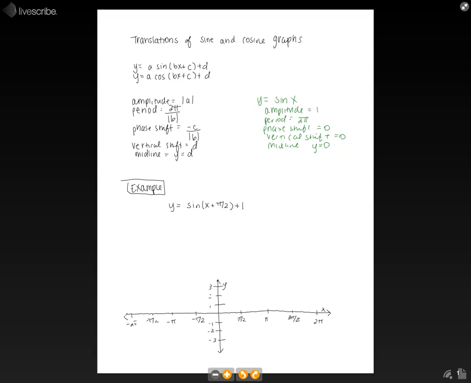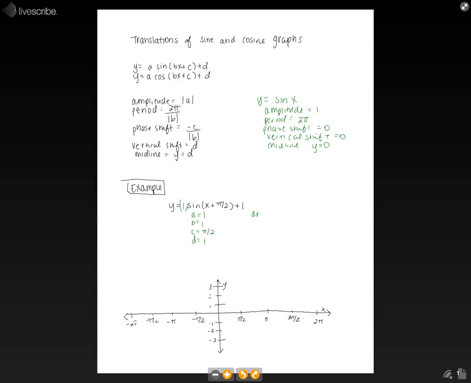So let's do an example that has a transformation. So we have y equals sine quantity x plus pi over 2 and then plus 1. So let's first start by identifying our a, our b, our c, and our d. So a is the value out in front of a sine. So we have a 1, because remember this could have an imaginary 1 right here, but we just don't write it. In front of the b, we also have a 1. Our c value is pi over 2, and our d value is 1.